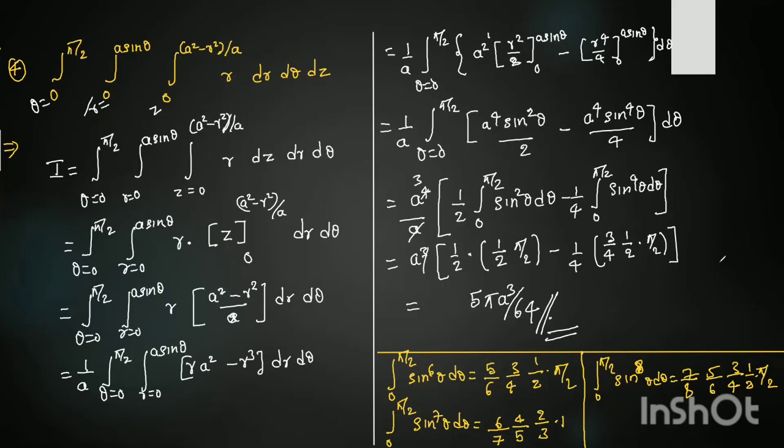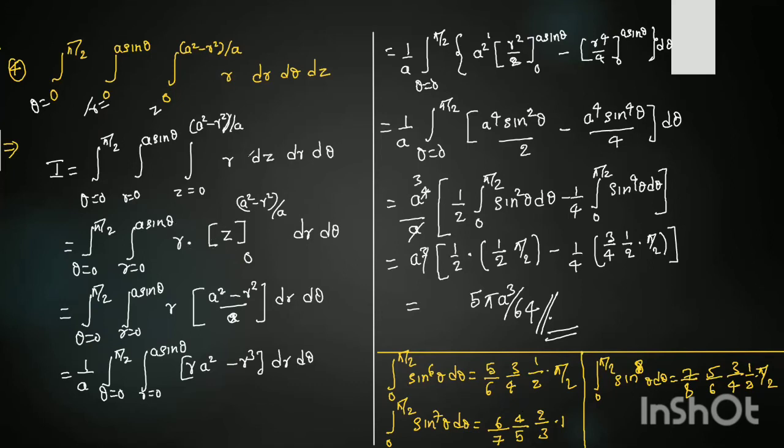Yes. Sir, see second line, a square minus r square. How did you do this at the third line? The second line to the third line. Yes, sir. This one.